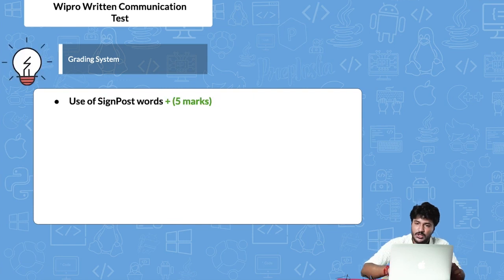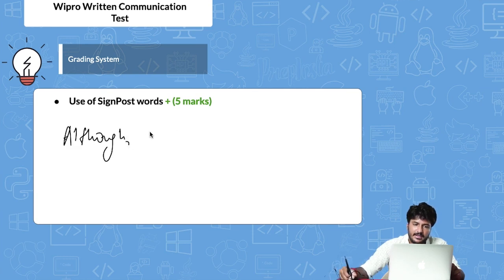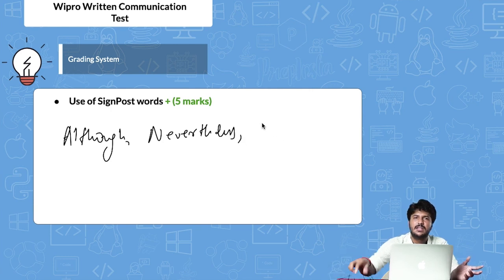So what are signpost words? Signpost words are, for example, although, then, nevertheless, either or, neither nor, because, however. So these are the examples of signpost words.